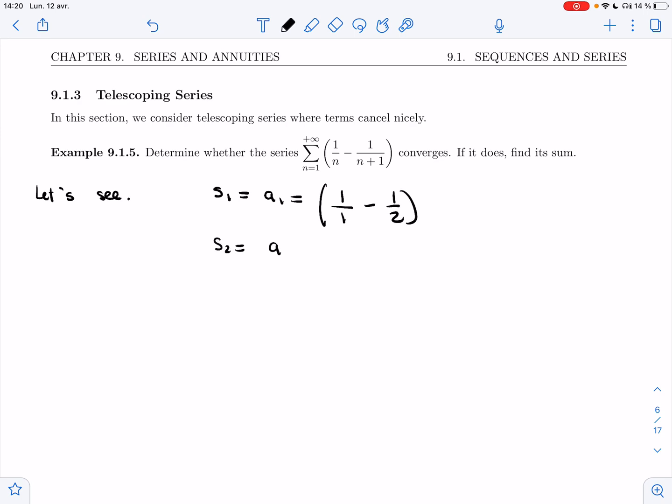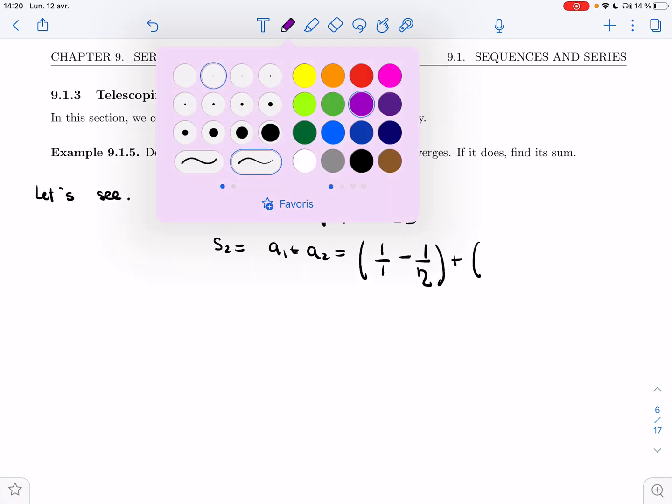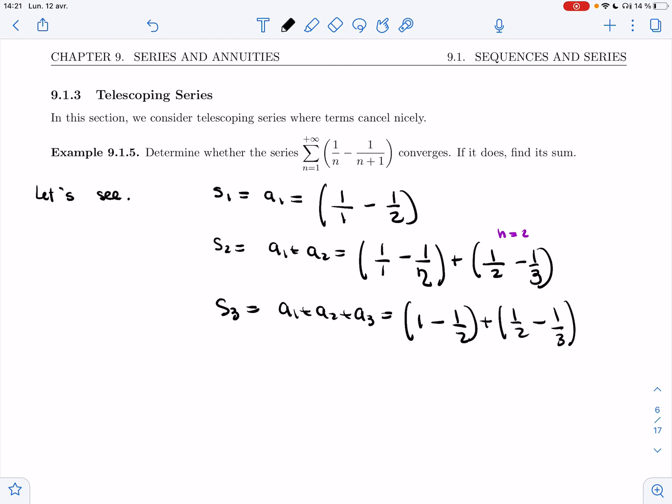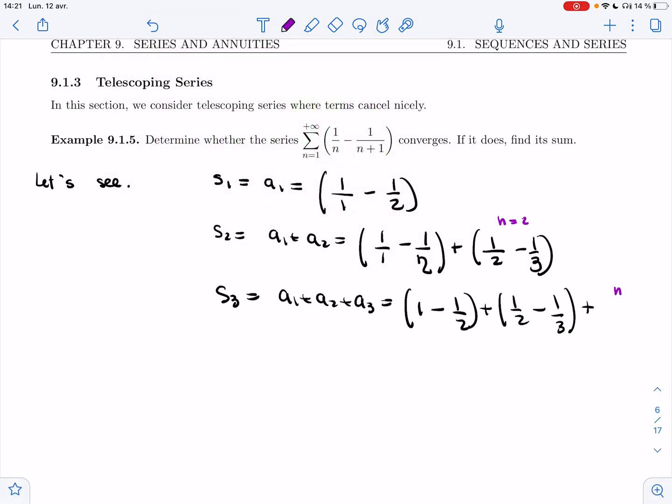If I do S2, that's A1 plus A2. For 1, you get 1 over 1 minus 1 over 2, and then you add to that what you get for n equals 2. So I'm going to get 1 over 2 minus 1 over 3. All right, if I do S3, that's going to be A1 plus A2 plus A3. That's 1 minus 1/2 plus 1/2 minus 1/3. And then I look at what happens when n equals 3.